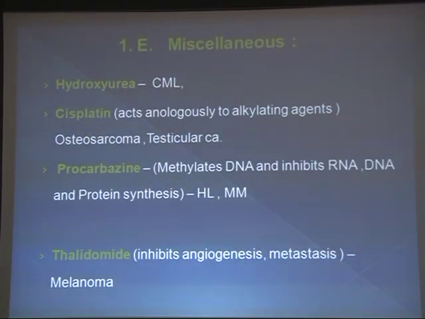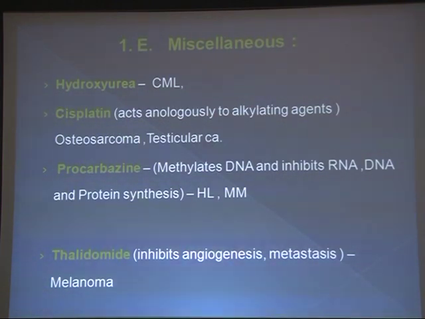There are some miscellaneous groups as well. We have hydroxyurea for the treatment of chronic myeloid leukemia. We have cisplatin, which acts analogously to alkylating agents. Alkylating agents we have already seen. It is used for the treatment of osteosarcoma and testicular carcinoma.